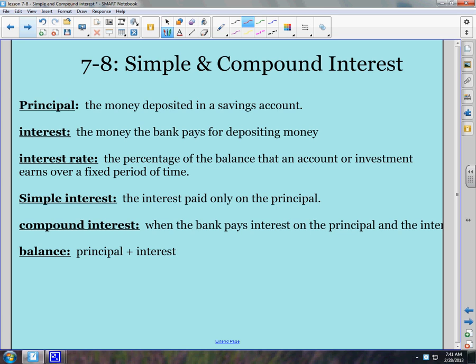Simple and compound are the two different ways that you can calculate interest. So I'm going to show you how to calculate both of them. Simple interest is just that. It's really simple. And compound is a little more intricate. And then your balance is how much money you have in your account, when they send you the statement and it says, oh, you have this in your account.